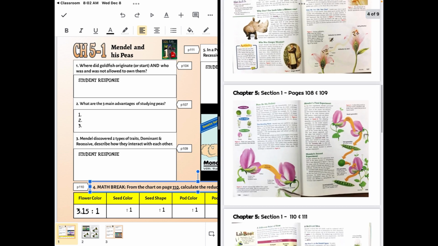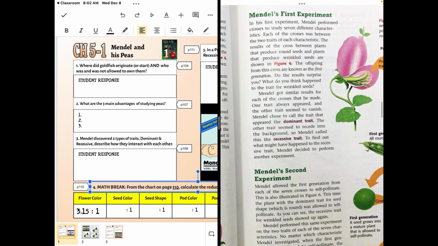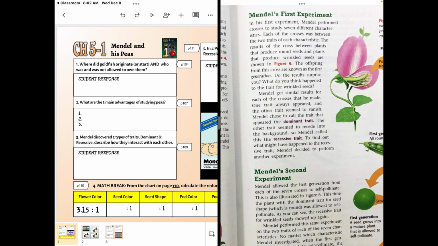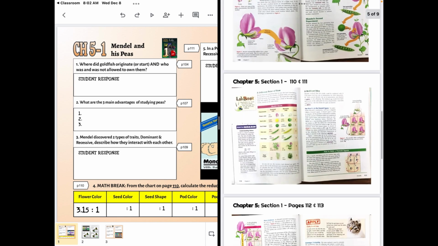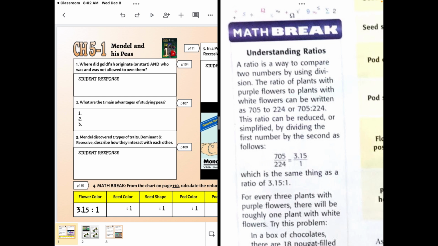So when he studied the pea plants and he crossed them, he discovered that some traits always show up and some traits seem to hide. And that's over here where we talk about dominant traits and recessive traits. For the math break, that gets a little tricky. That's here. We're just dividing. They did the first one for you, and so did I.